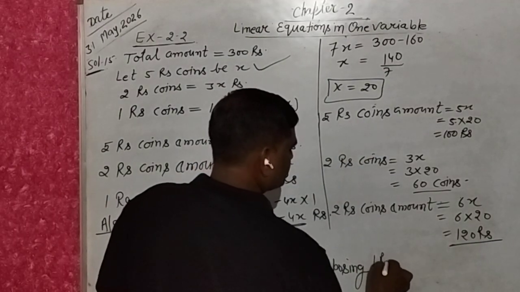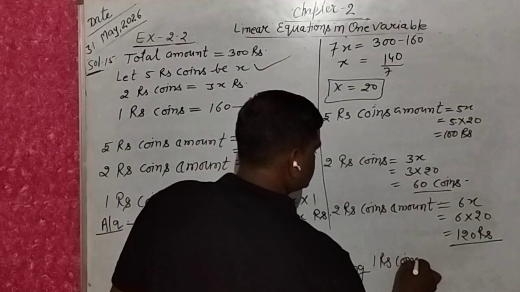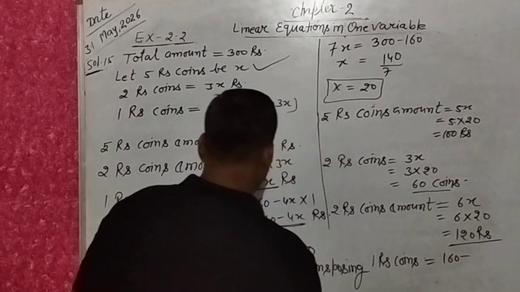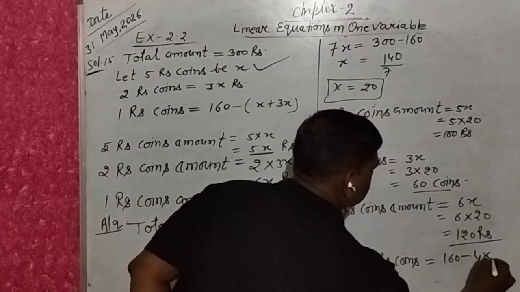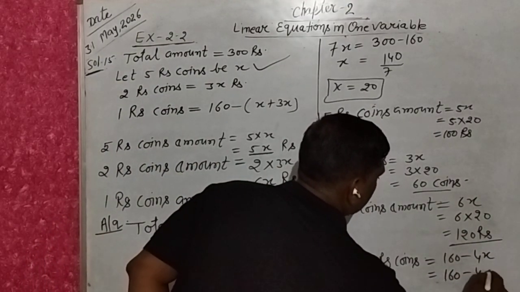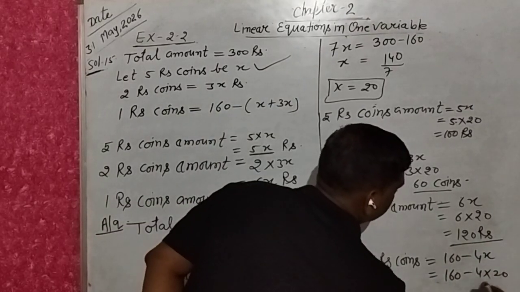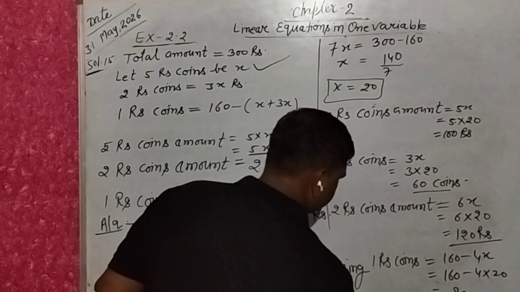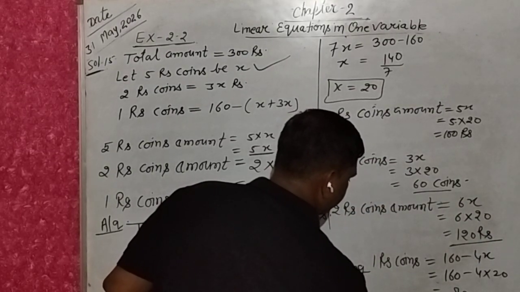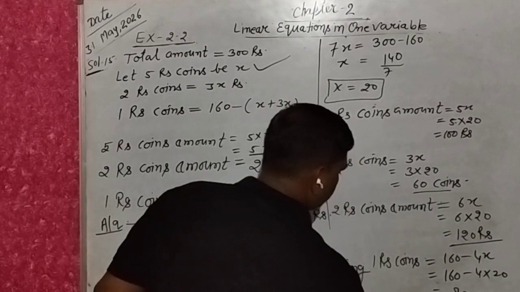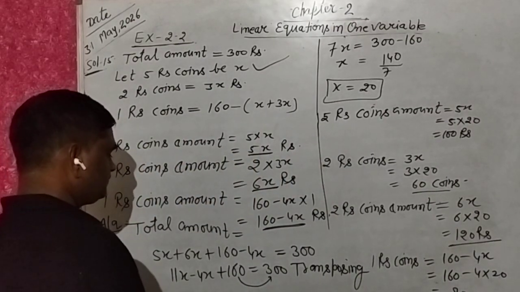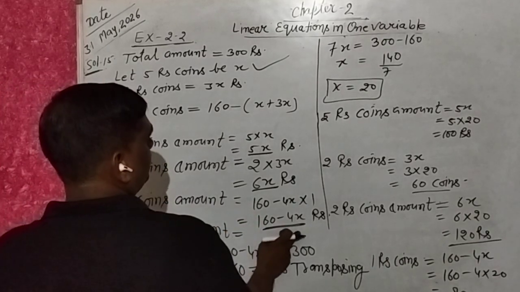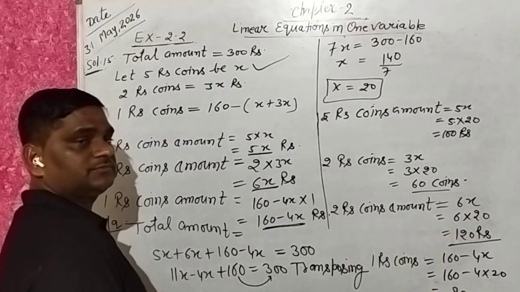Third, ₹1 coins is equal to 160 minus 4x. 160 minus 4 into x value 20, 80 coins, and the amount of ₹1 coins. Where is ₹1 amount? That is ₹1 amount.